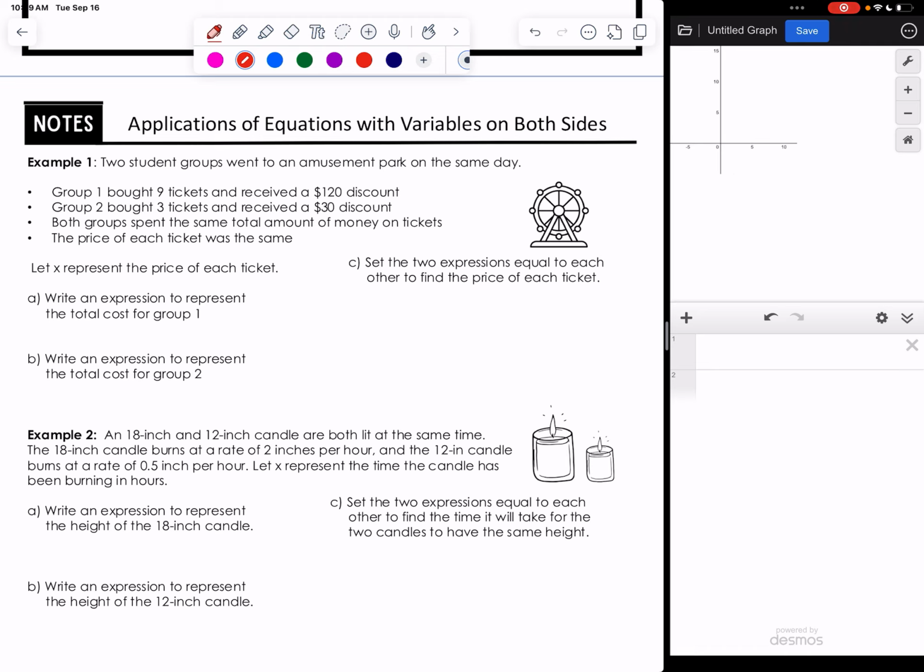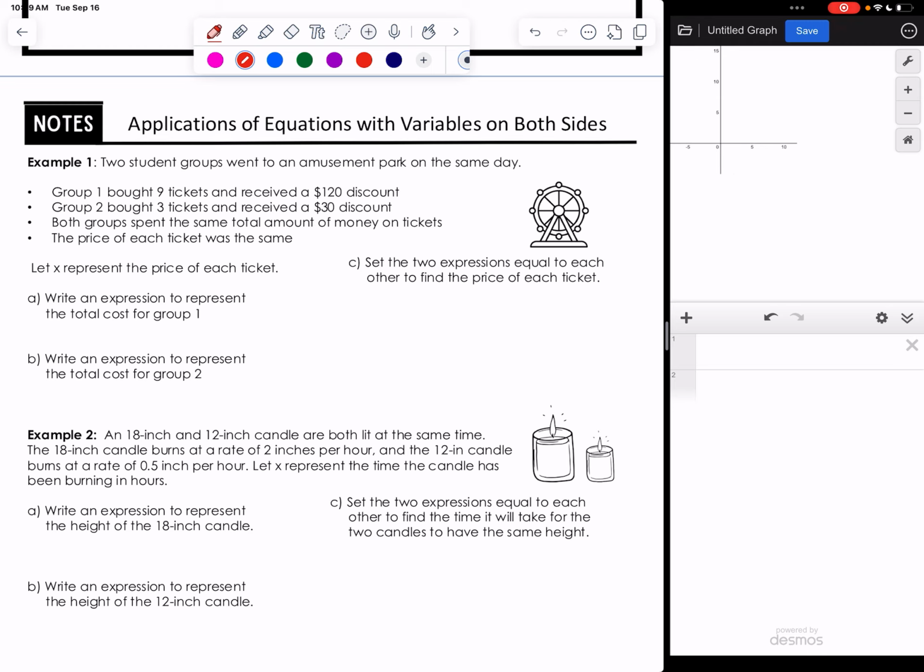In example 1, two student groups went to an amusement park on the same day. Group 1 bought 9 tickets and received a $120 discount. Group 2 bought 3 tickets and received a $30 discount. Both groups spent the same total amount of money on the tickets, and the price of each ticket was the same. So in part A, they want us to write an expression to represent the total cost for Group 1.